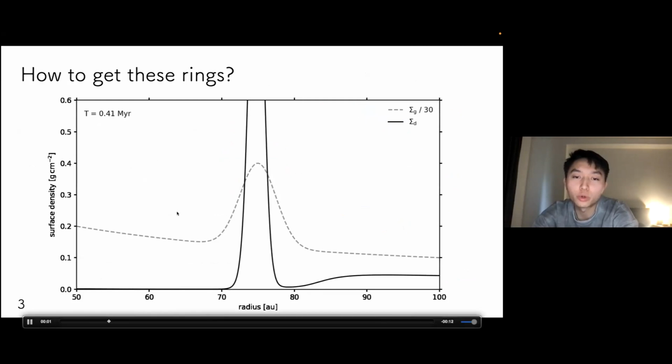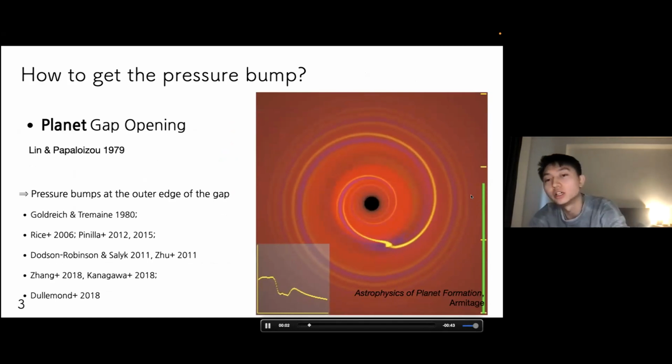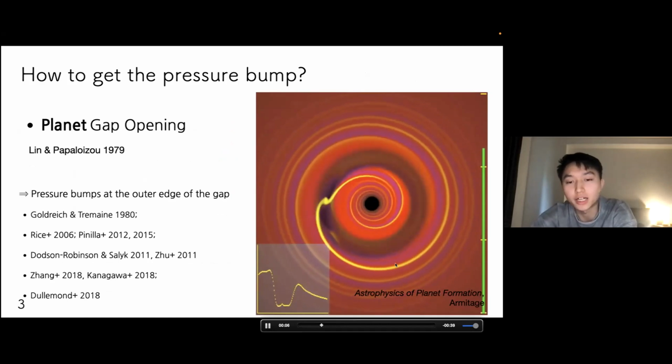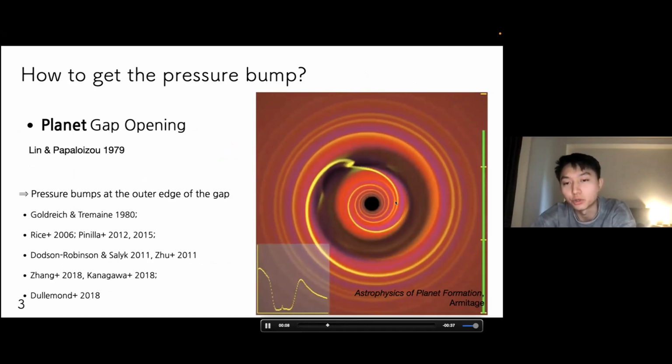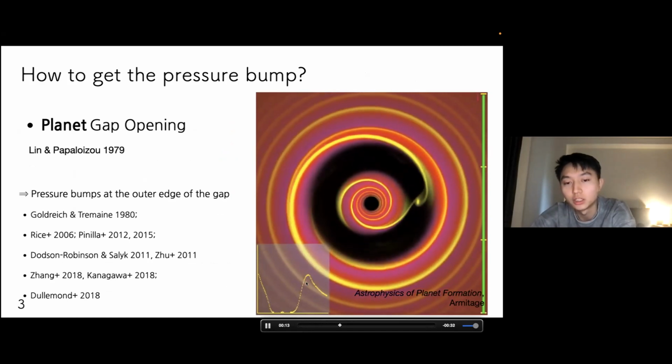So how do we cause such a pressure bump to trap the dust? A natural explanation could be that if you put a planet inside the disk, the planet's gravity will push the gas away from its vicinity, like the video shows here. Therefore, at the outer edge of this gap, you can naturally get a pressure maximum, and therefore you can trap the dust inside it.